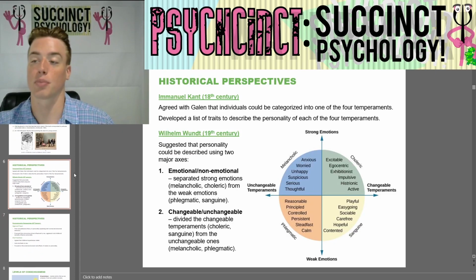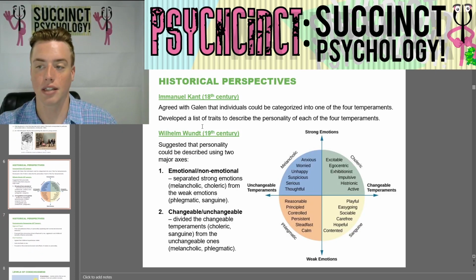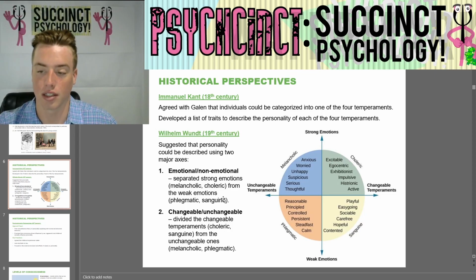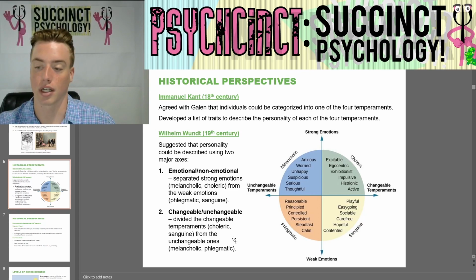Now, continuing with historical perspectives, Immanuel Kant in the 18th century agreed with Galen that individuals could be characterized into one of the 4 temperaments, so he developed a list of traits to describe the personality of each of the 4 temperaments. Now, Wilhelm Wundt in the 19th century suggested that personality could be described using 2 major axes, the emotional/non-emotional, which separated strong emotions, melancholic, choleric, from the weak emotions, so phlegmatic or sanguine, and then the changeable/unchangeable divided the changeable temperaments, so choleric and sanguine, from the unchangeable ones, melancholic and phlegmatic.